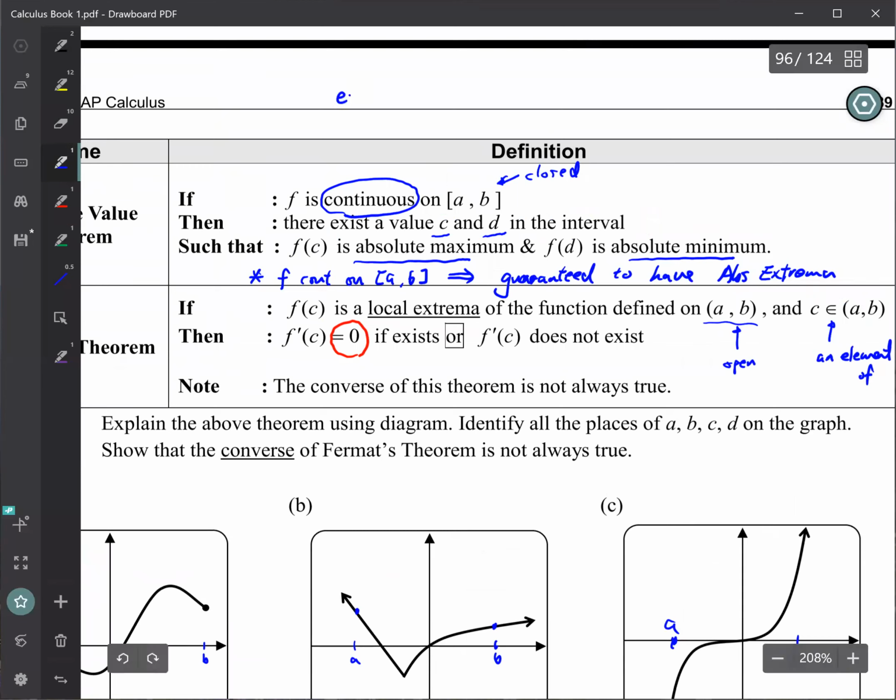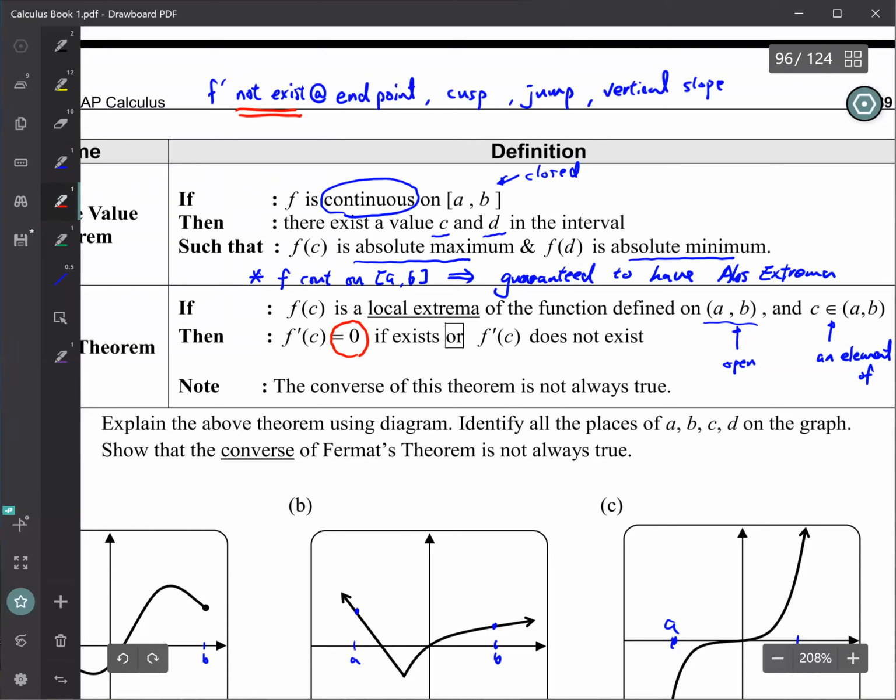Asymptotes. One more. And then if it's a jump. Jump, sure, okay. So endpoint, cusp or corner, and then we have the jump, and vertical tangent, vertical slope. Those are not differentiable, right? So f prime does not exist at those places.